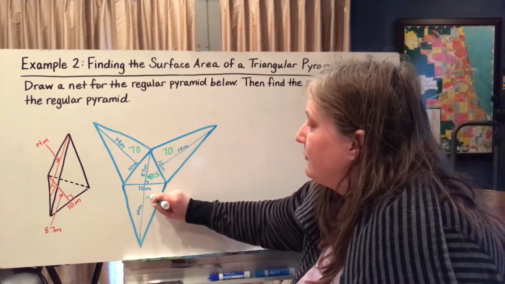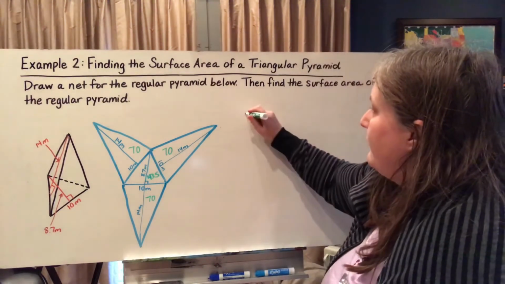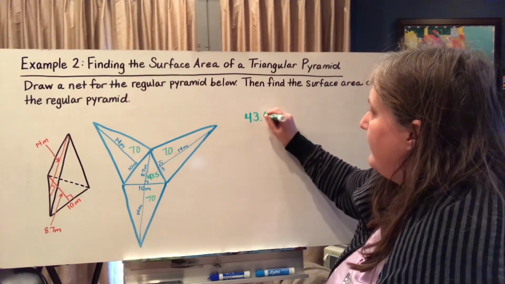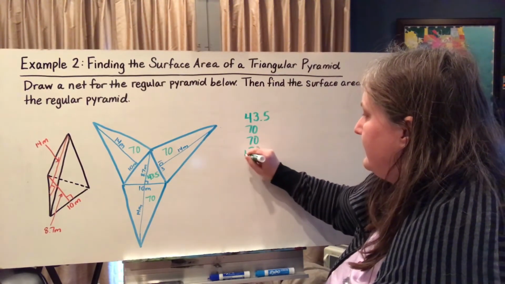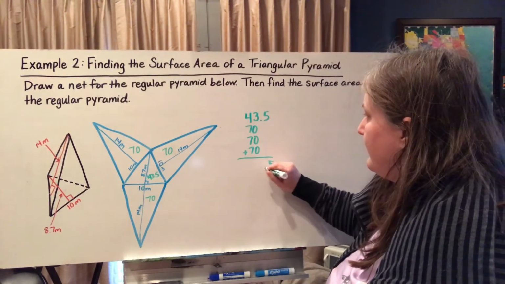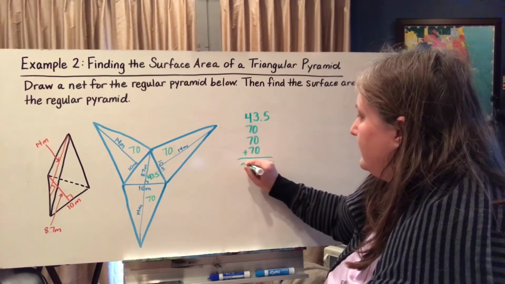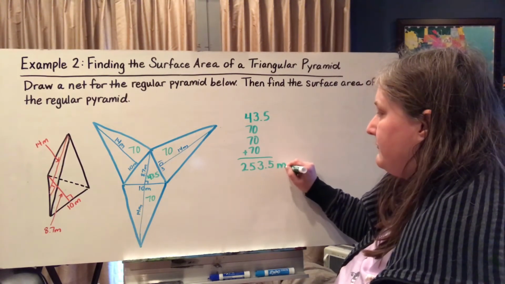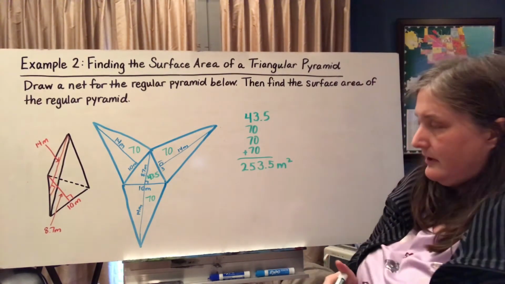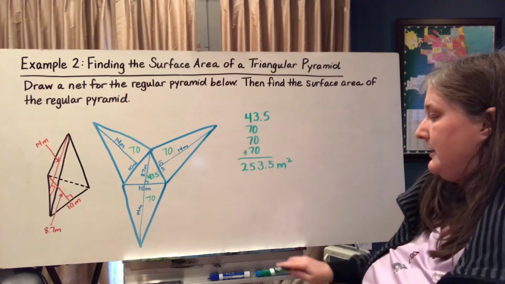So in order to get my total surface area, I'm doing 43.5 plus 70 and 70 and 70 for a grand total here of 253.5 meters squared. I could also use my formula.